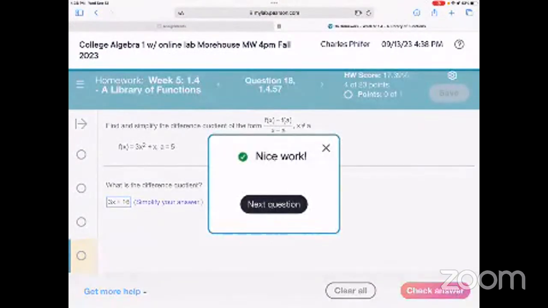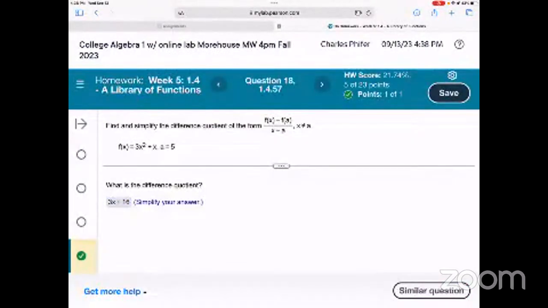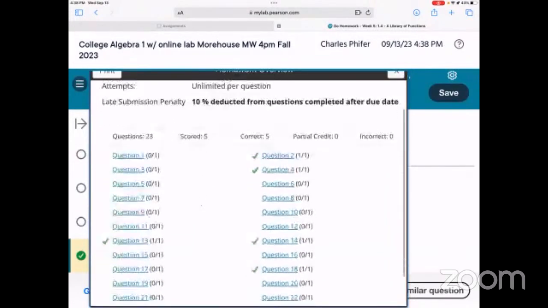All right, let's do one more. Hey, Google, give me a random number between 1 and 23. Here's a random number, 5. Let's look at 5.